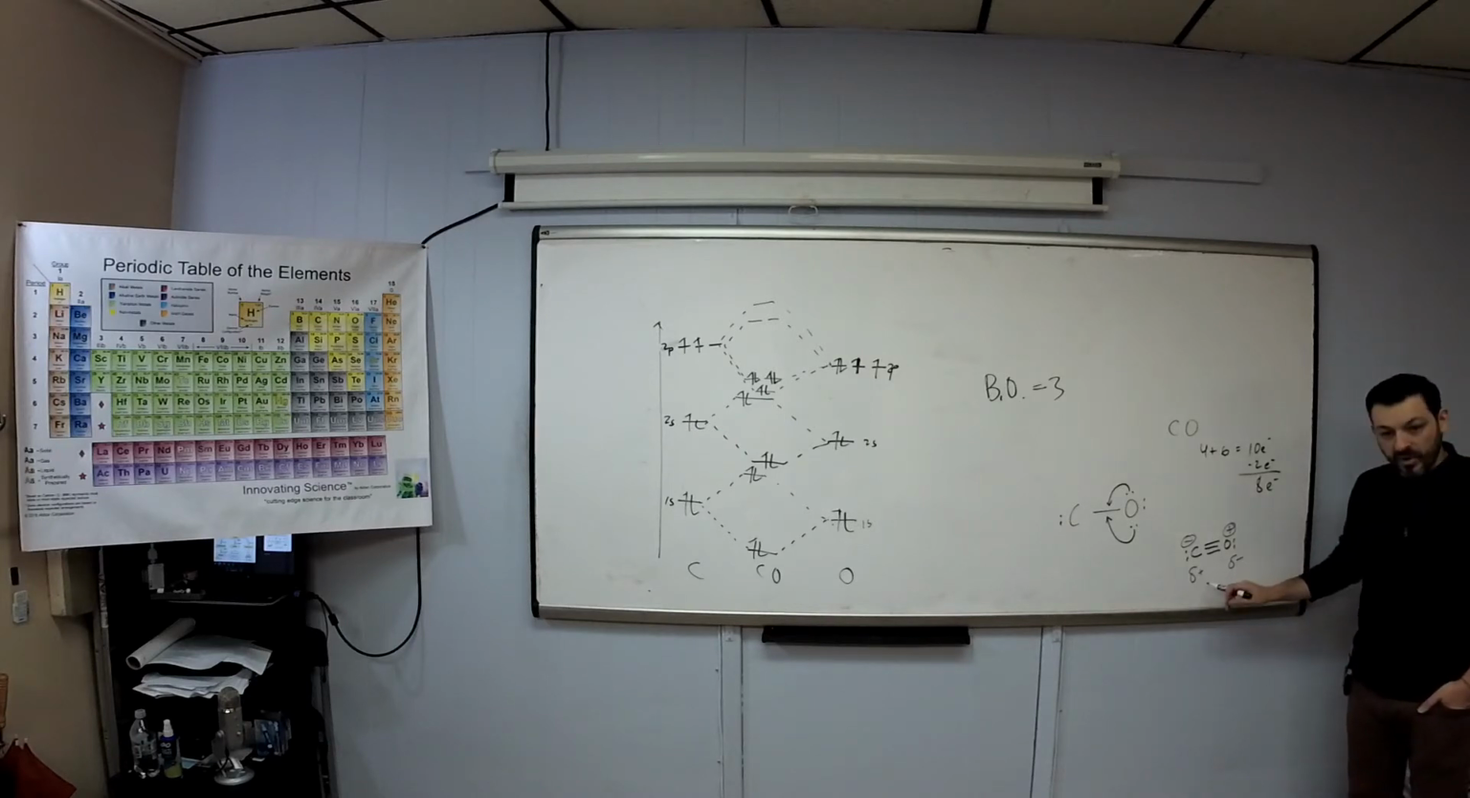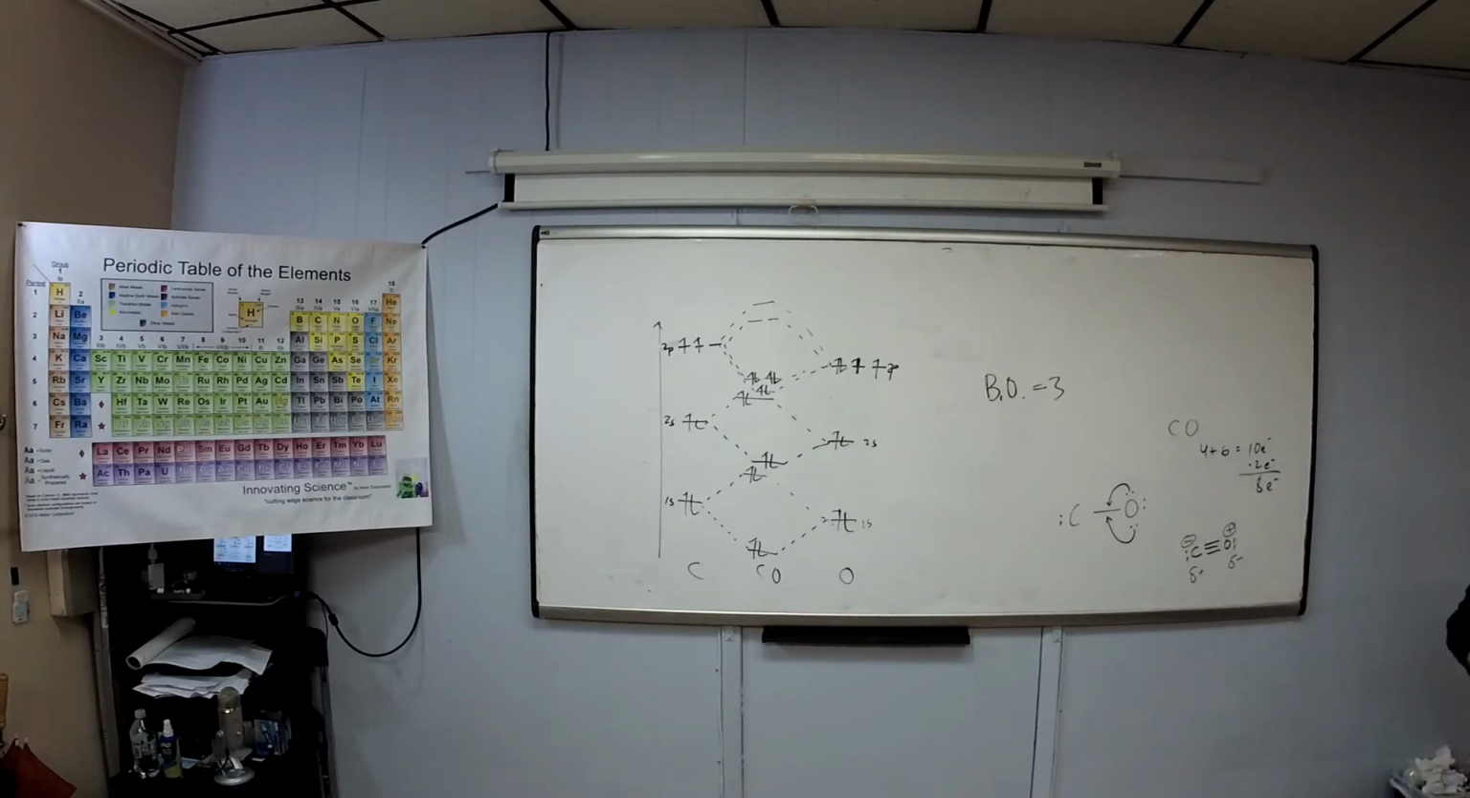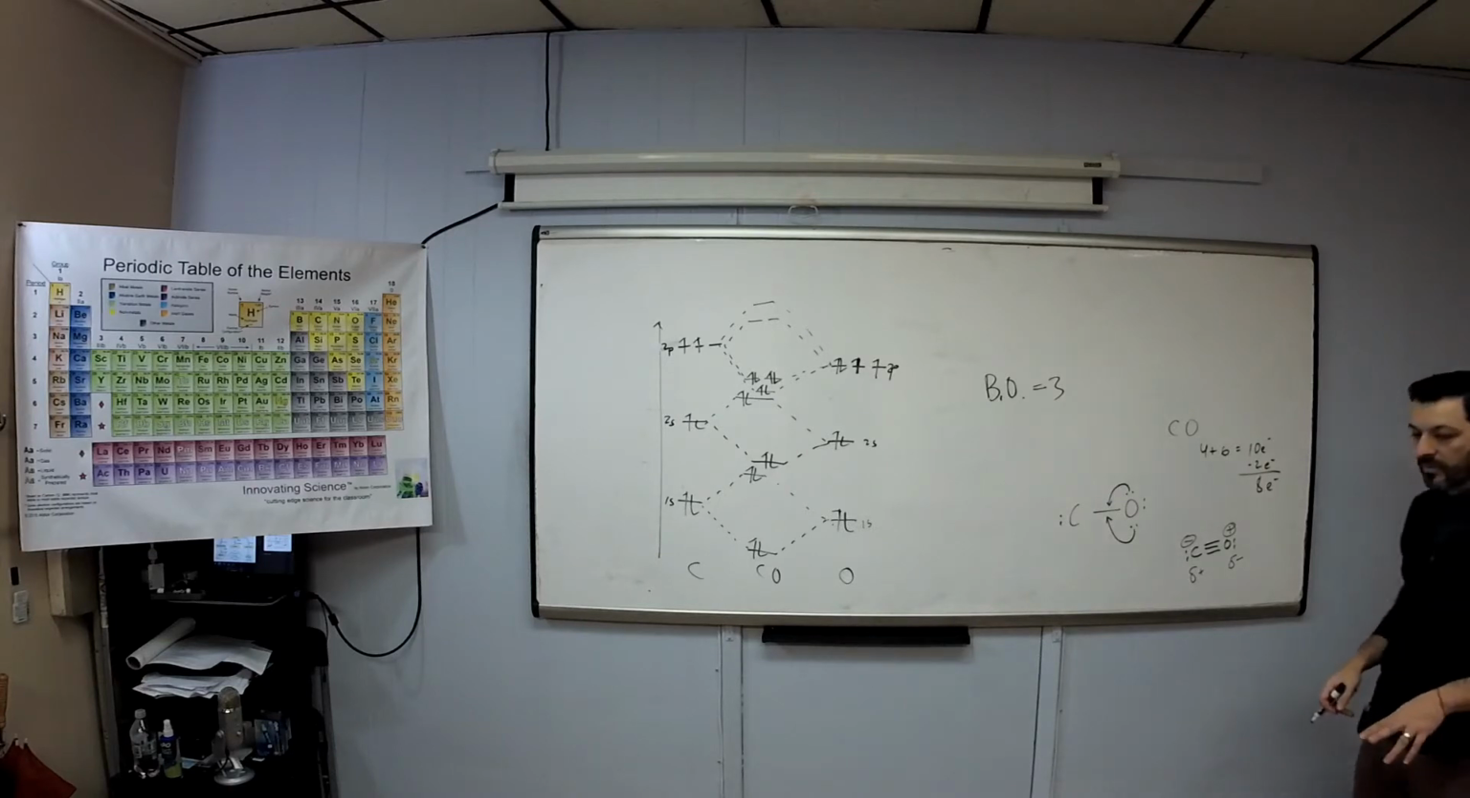In reality, it's partial negative on oxygen and partial positive on carbon. Formal charges are just for us in orgo to use for reactions. So we're going to be using them later for reactions. We'll deal with that later.